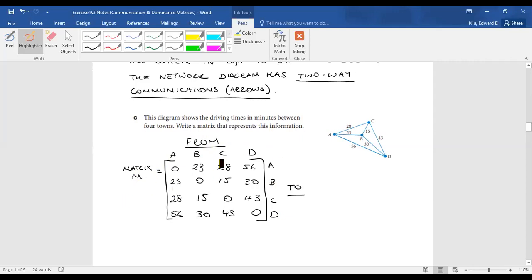And what you notice here is it's saying from A to A. Well, there's no connecting line that's a loop going from A to A, is there? That's why that's a 0. From B to A, it takes 23 minutes. Remember, we're talking about minutes here. So from A to B, this road would take 23 minutes. And that's why we've got the 23 there.